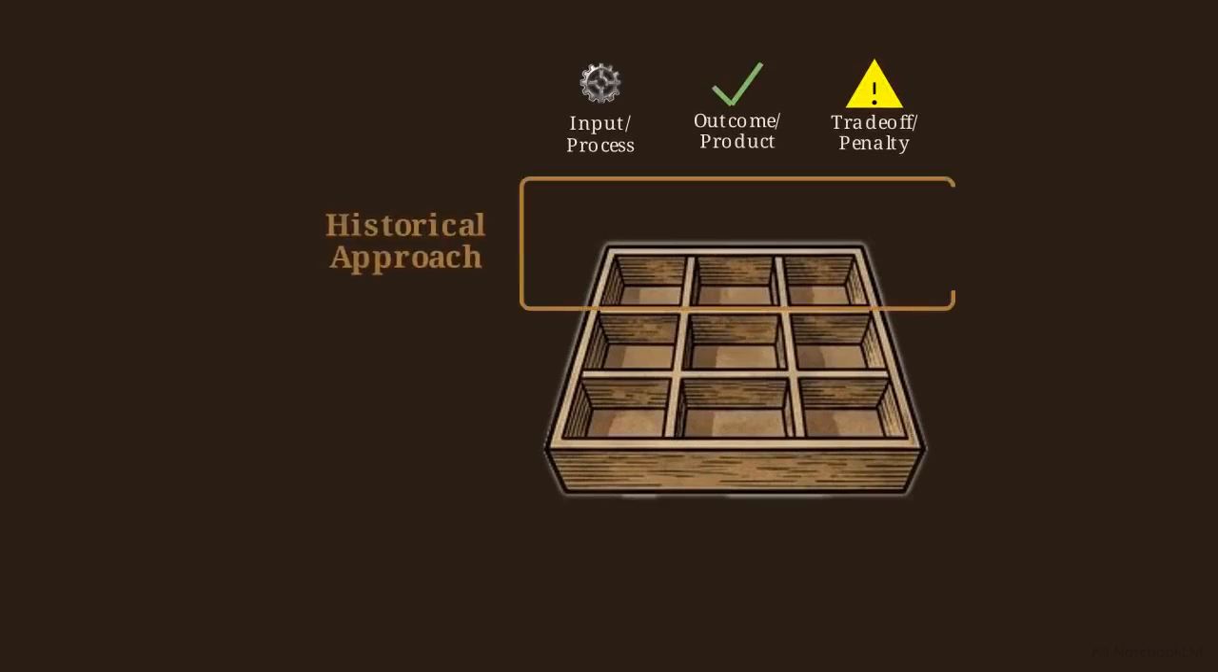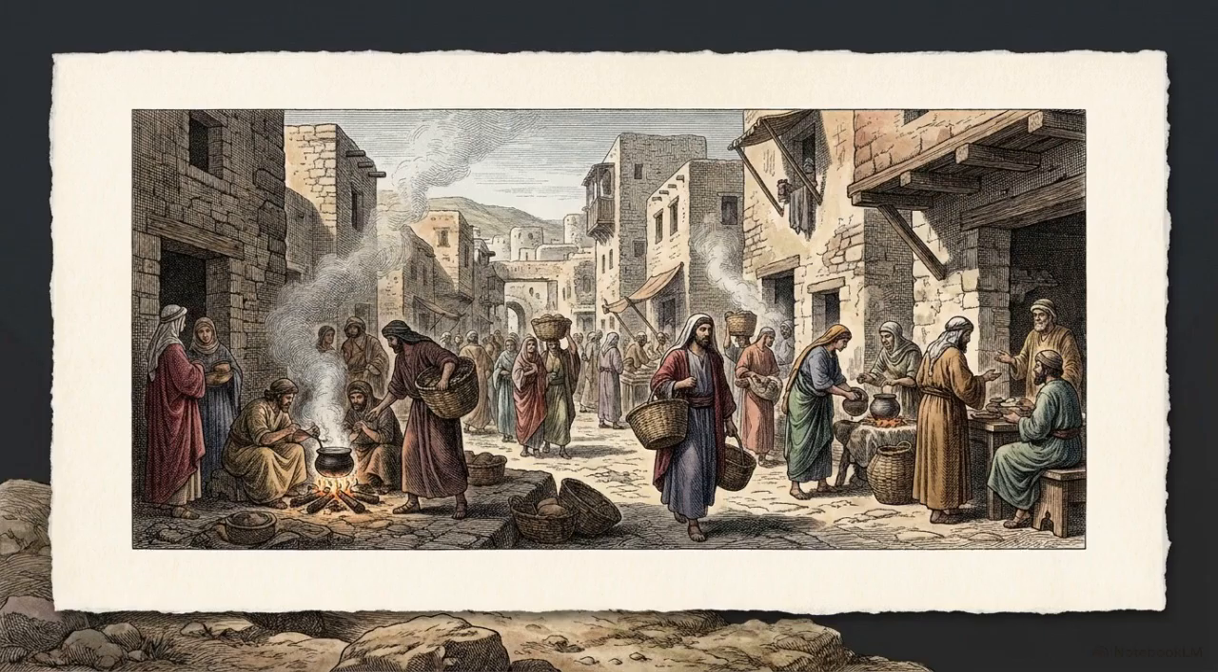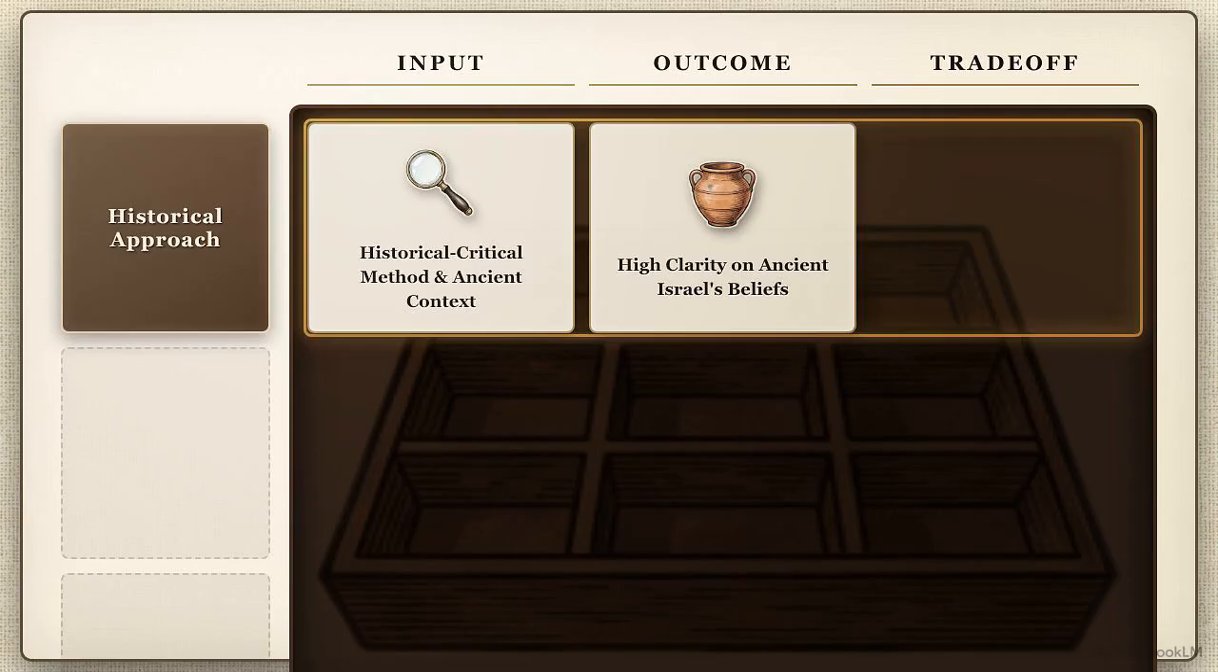We'll start by looking at the top row, the historical approach. The inputs for this method rely heavily on the historical critical method and detailed comparisons to ancient Near Eastern cultures. The core objective here is backward-looking. The scholar is trying to reconstruct the world behind the text to discover exactly what ancient Israel believed in their specific time and place. The outcome is a clear reconstruction of ancient Israel's original beliefs. It provides a sharp, localized understanding of what the text meant to its original audience thousands of years ago.